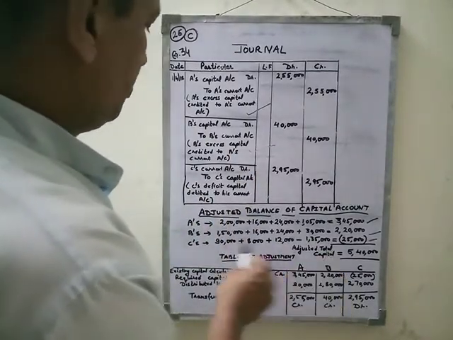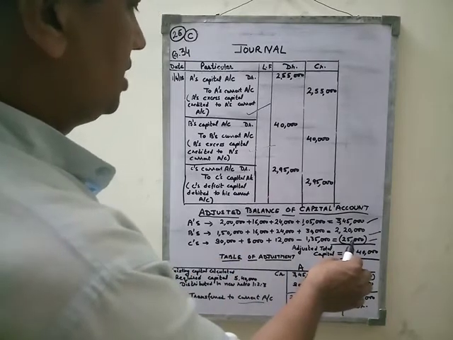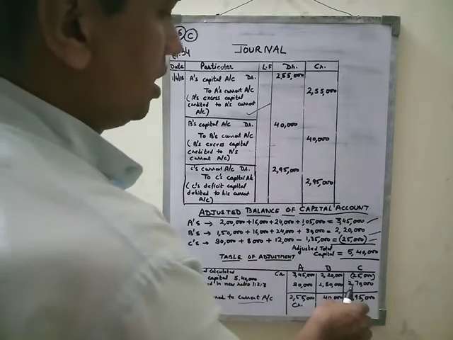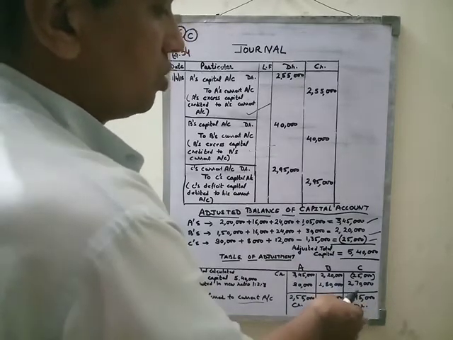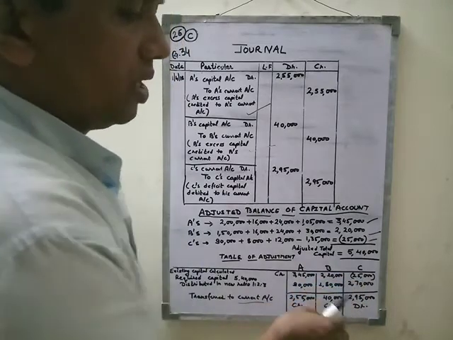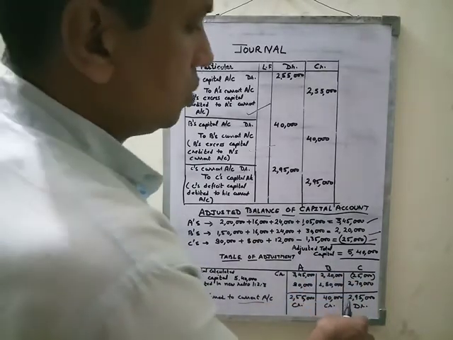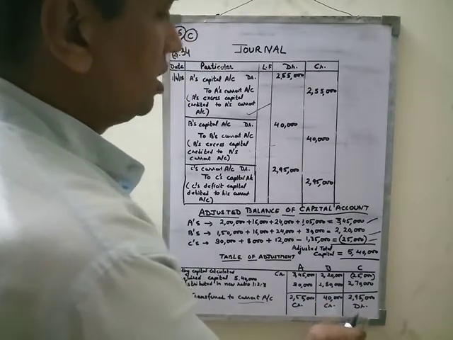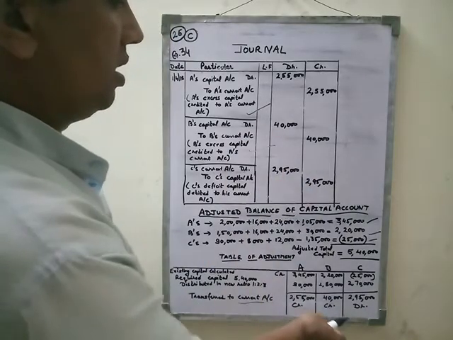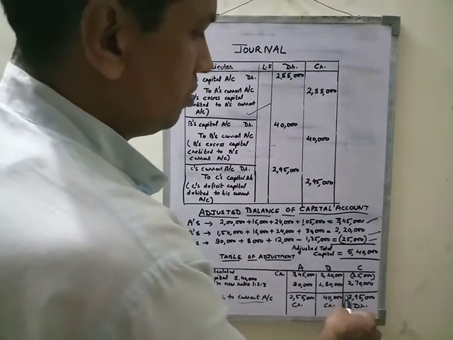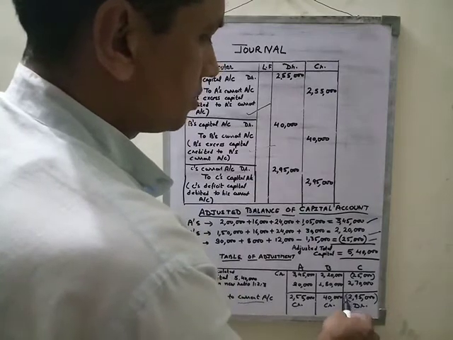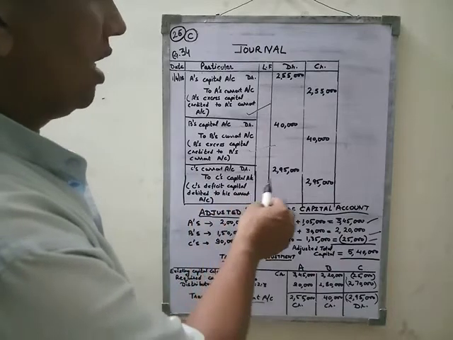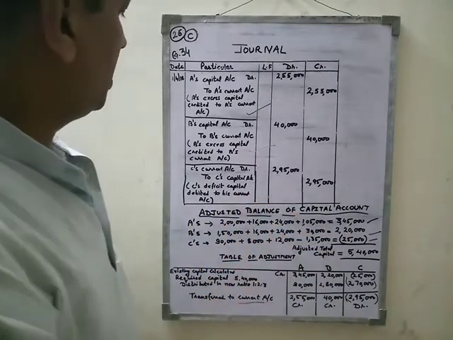In C, the calculated capital, the adjusted balance, is minus 25,000, but the required capital is 2,70,000. So already there is a loss of 25,000, but we require 2,70,000. The total 2,95,000 is to be brought in by C's capital share. So in this, the opposite entry is there because the whole part is in minus. So this is to be adjusted: C's current account debited to C's capital account, 2,95,000.